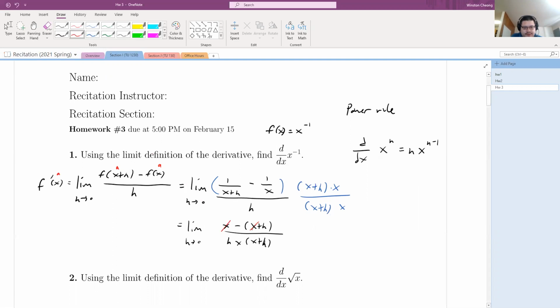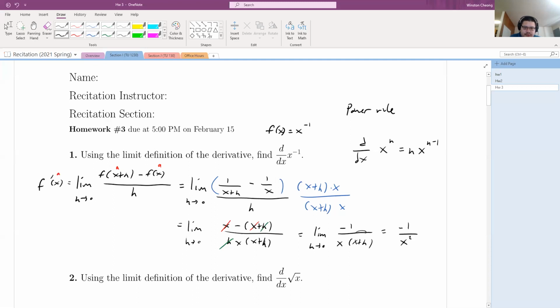So this x and this minus x will cancel. And then you can also notice that there's an h in the numerator, which will cancel this h in the denominator. To save time, I'm going to just do this as a second step, but I'll do it in a different color. So notice that the end result you'll have is a negative 1 in the numerator. So you've got negative 1 over x times x plus h, and so you get negative 1 over x squared when you take the limit.